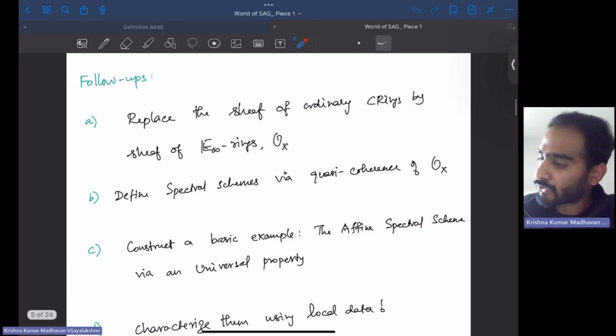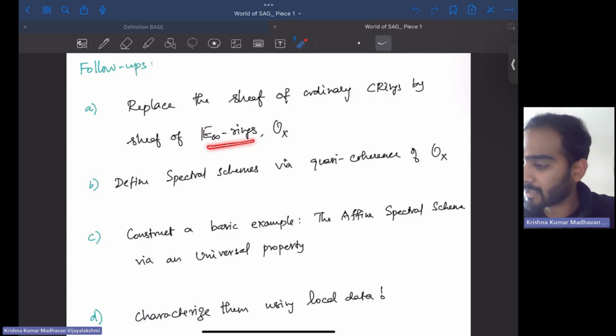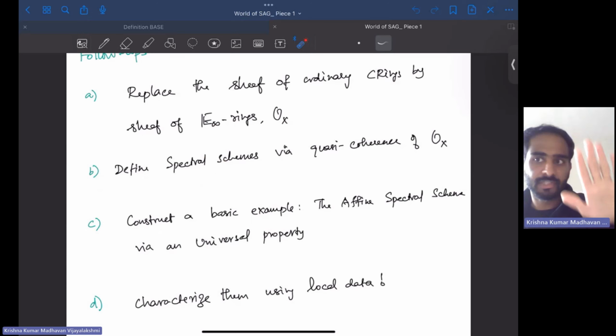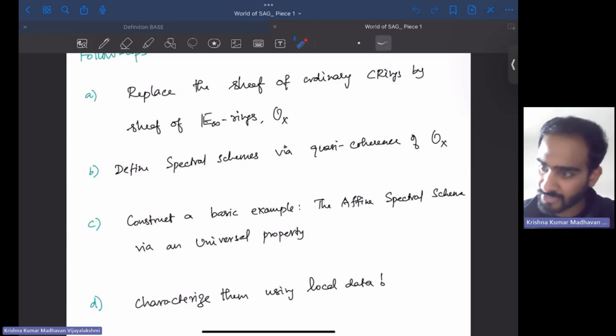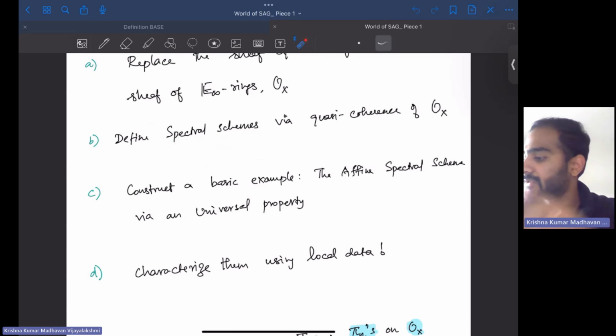So what we are going to do in this first part is replace the sheaf of ordinary commutative rings by the sheaf of E infinity rings that we have just described. So we are not going to touch the topological space. It's going to be the topological space till the end, but we're going to make the construction on the ring part. And then we're going to define the spectral schemes via some quasi-coherence conditions on OX.